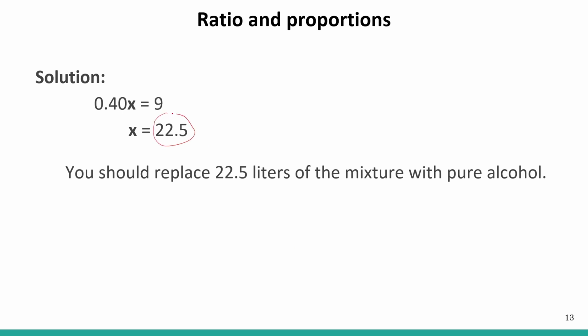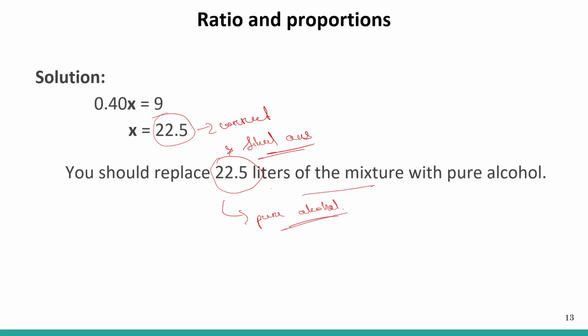After dividing, 22.5 is the correct answer. So you should replace 22.5 liters with pure alcohol in the mixture, so that the concentration goes from 25% to 40%. In order for this kind of increment, you need to add 22.5 liters of alcohol. So let's see.